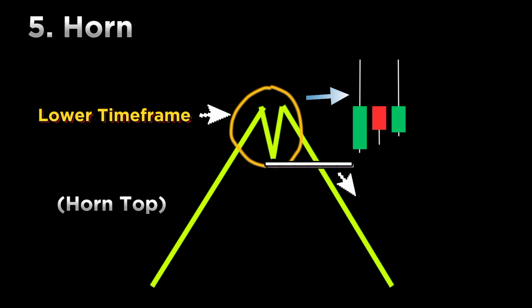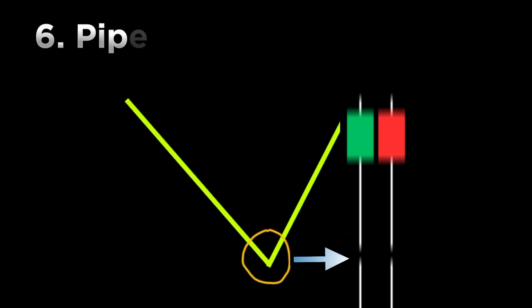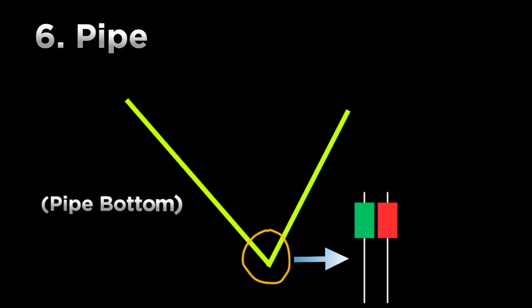The next pattern we are going to see is called pipe. The bullish version is called pipe bottom. It is characterized by two adjacent and unusually large spikes down. This is similar to the horn pattern, but there is no candle in the middle of the spikes.